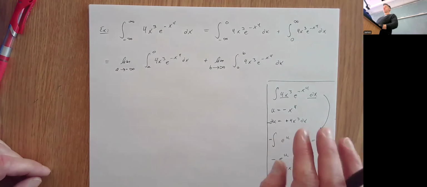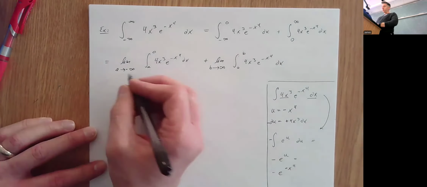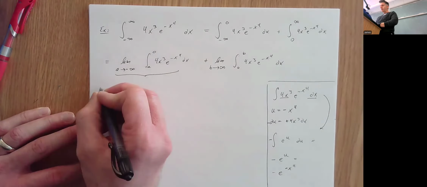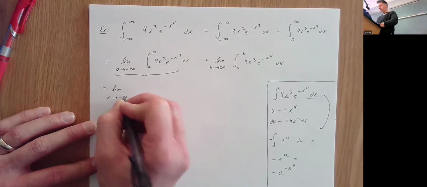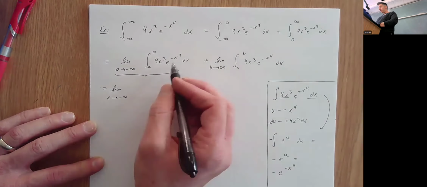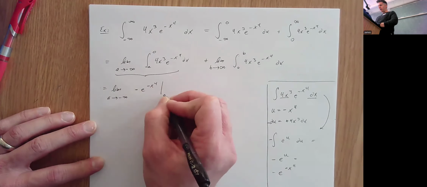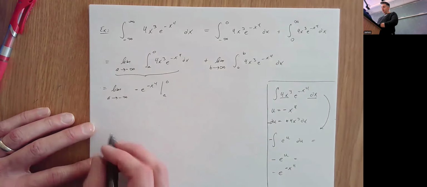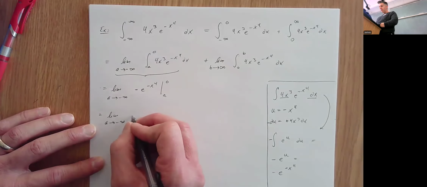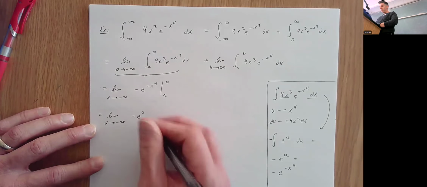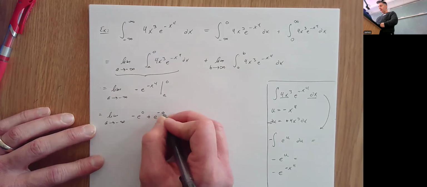The reason we're doing this over here is so that we don't do it twice up here. I'm not trying to write the same work a bunch of times. So looking at just this part, that part's going to be equal to the limit as a goes to negative infinity of negative e to the negative x to the fourth, evaluated from a to 0. That's the limit as a goes to negative infinity of negative e to the 0 minus negative, so plus e to the negative a to the fourth.